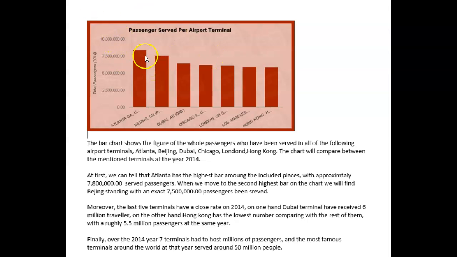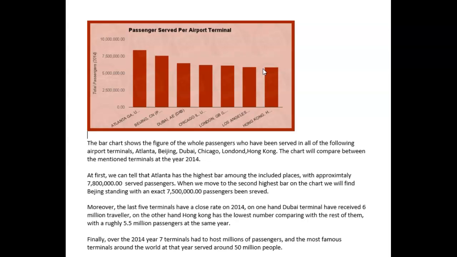All right, let me back up. So, you want to highlight this. You want to say that it was around 8 million. Then you could also add that the two airports with the least passengers in the figure or in the diagram were about 2 million less.